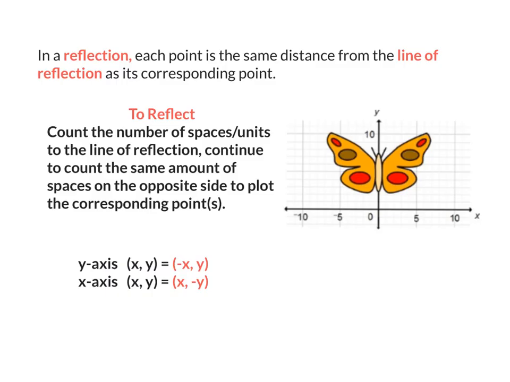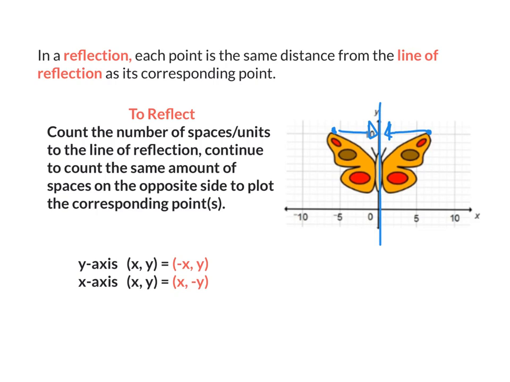In a reflection, each point is the same distance from the line of reflection as its corresponding point. To reflect, we count the number of spaces, or units, to the line of reflection, and we continue to count the same amount of spaces on the opposite side to plot the corresponding points. If we look at the butterfly, the line of reflection is on the y-axis. So the wing's tip here is the same distance apart to the line of reflection as the wing's tip here. They are the same distance apart.